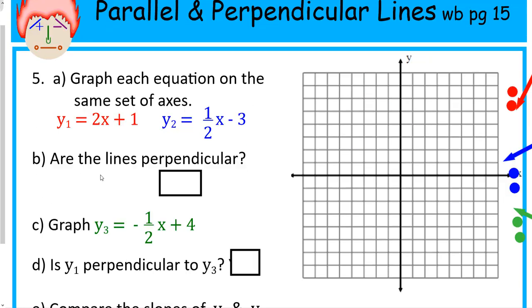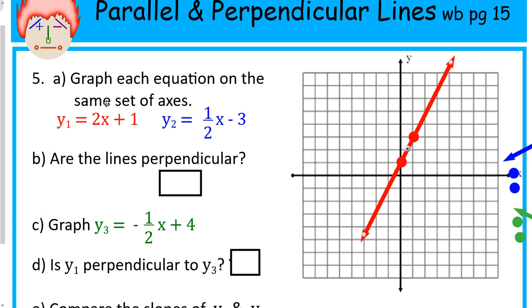So let's do it again. All right, so here we have 2 over 1x plus 1. So let's graph that. So starting on the y-axis at 1, I'm going to go up 2, over to the right 1. So there's my first line. Let's graph the other one. Are these lines going to be perpendicular?